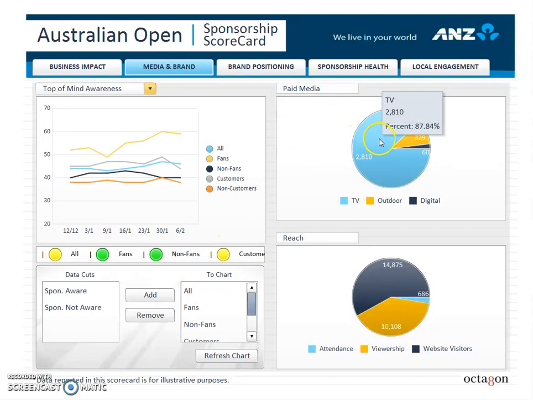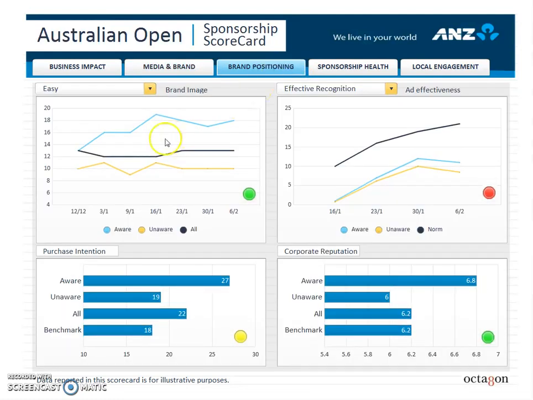We can also look at a quick snapshot of the paid media investment and the reach of that investment during the period. In brand positioning, the bank in this instance was looking at three key metrics that they wanted to move from a brand positioning point of view. That being seen as a bank who are easy, empowering and insightful.